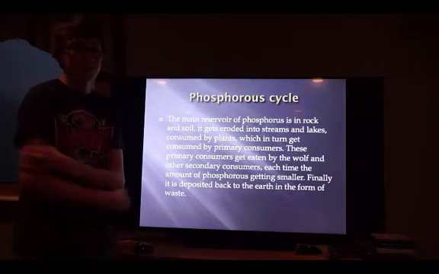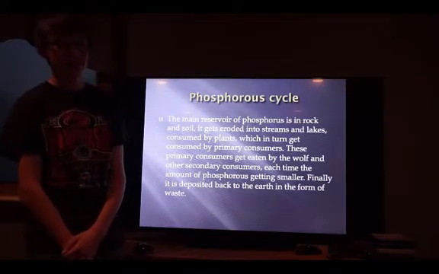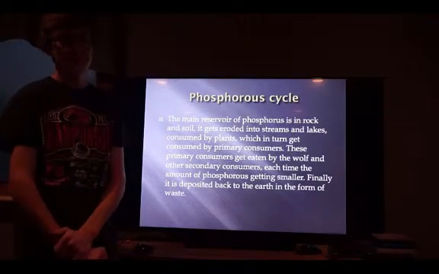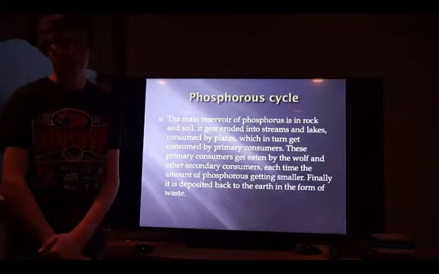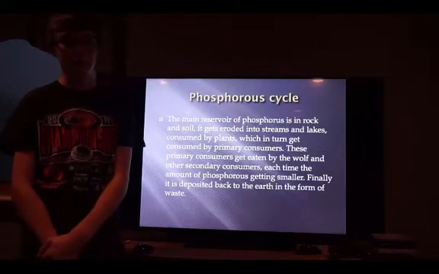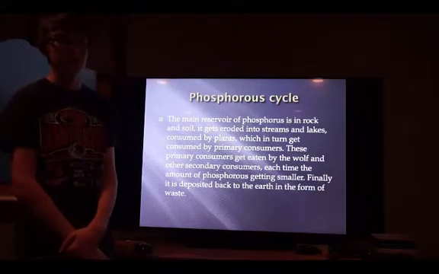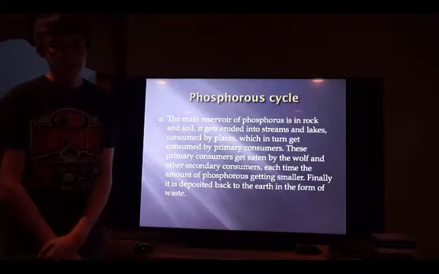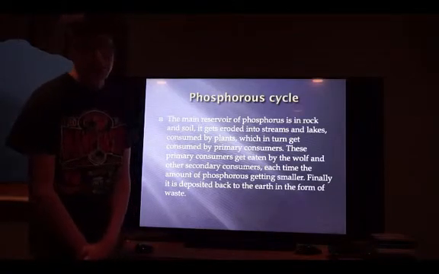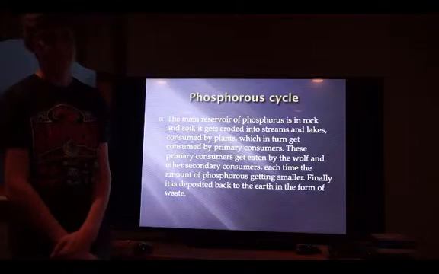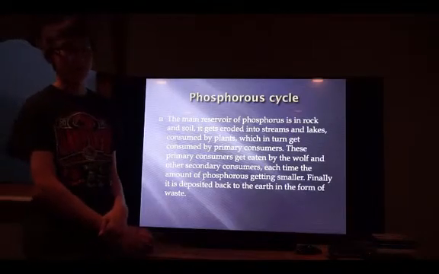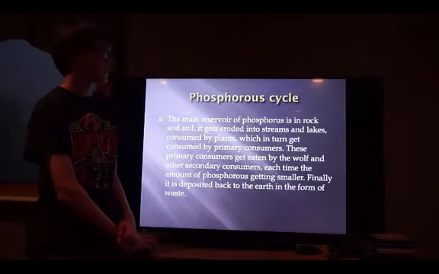Phosphorus cycle: the main reservoir for phosphorus is in rock and soil. It gets eroded into streams and lakes, consumed by plants, which in turn get consumed by primary consumers. These primary consumers get eaten by the wolf, and other secondary consumers, each time the amount of phosphorus getting smaller. Finally, it is deposited back into the earth in the form of waste.